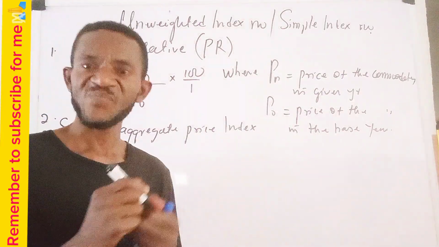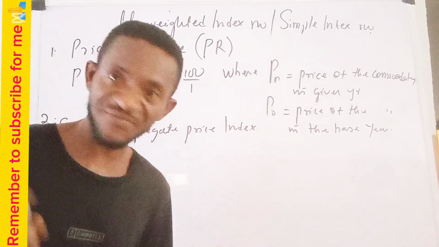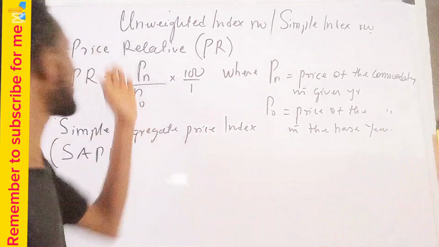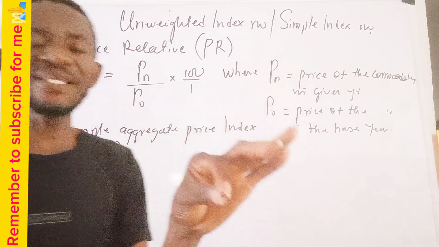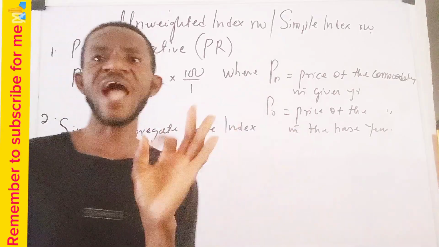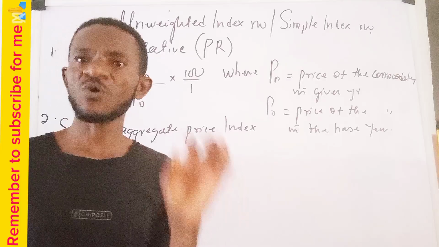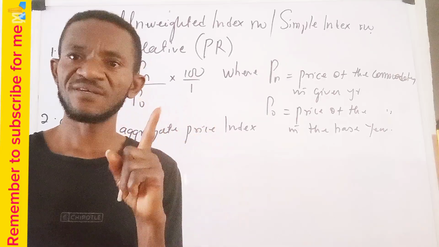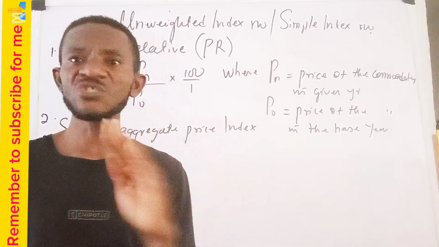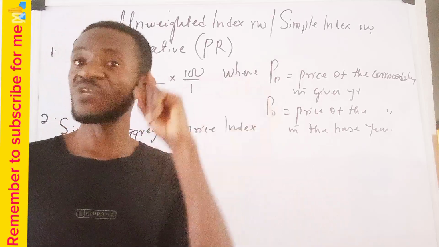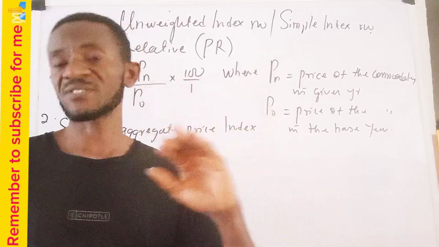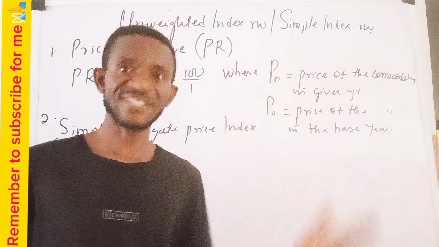Okay? So, how is it different from the price relative? The use of the word aggregates implies that we are considering the price of more than one commodity. Aggregating something means totaling or summing something. So we are no longer discussing only one item. We are discussing the prices of different items.